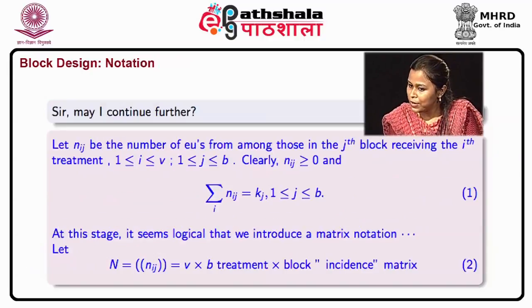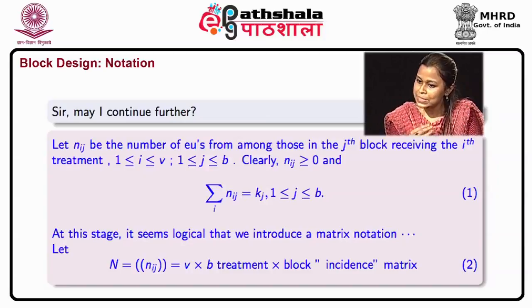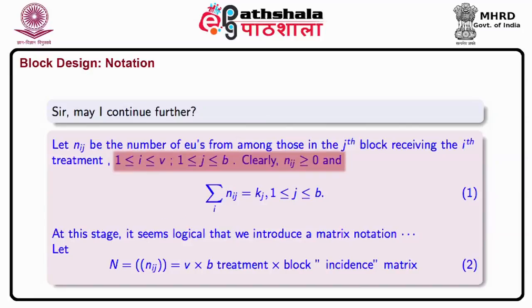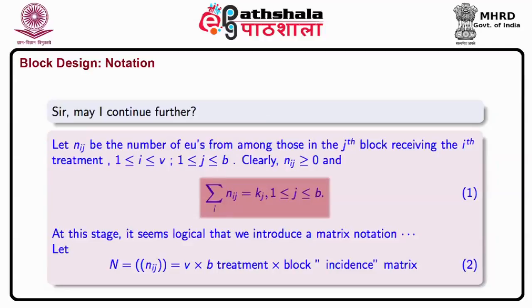So, may I continue further? Yes, go ahead. So let nij be the number of experimental units from among those in the jth block receiving the ith treatment, where i is equal to 1 to V and j is equal to 1 to B. Clearly, here the nij are greater than or equal to 0, and the sum over i of nij is equal to kj, where j is equal to 1 to B.